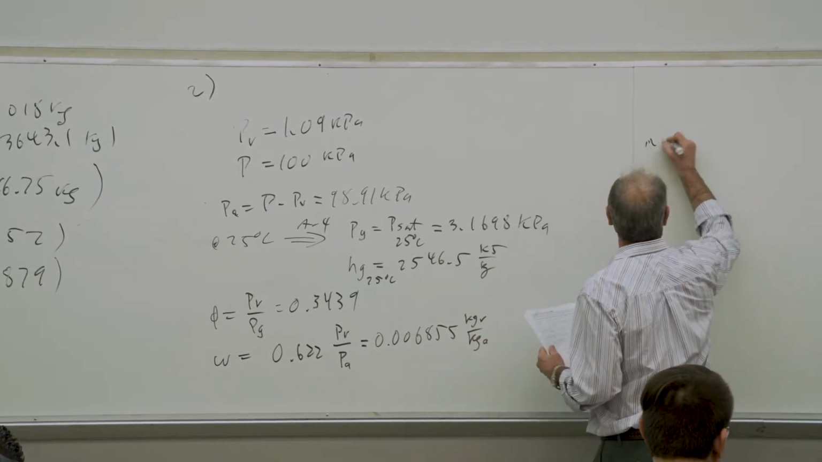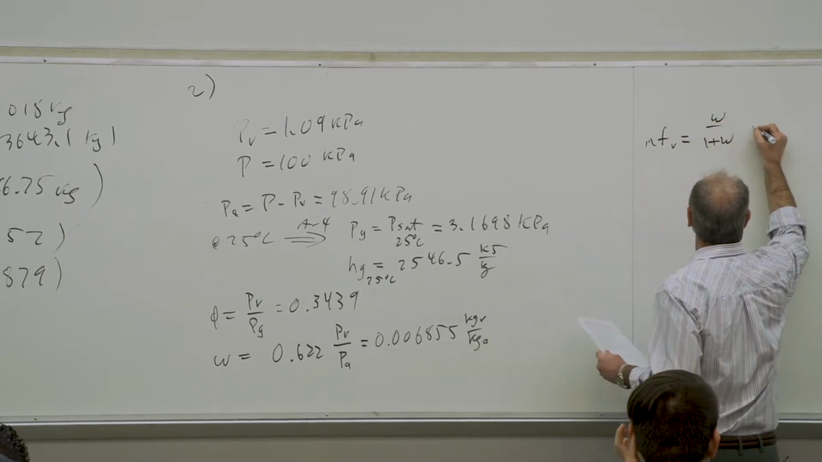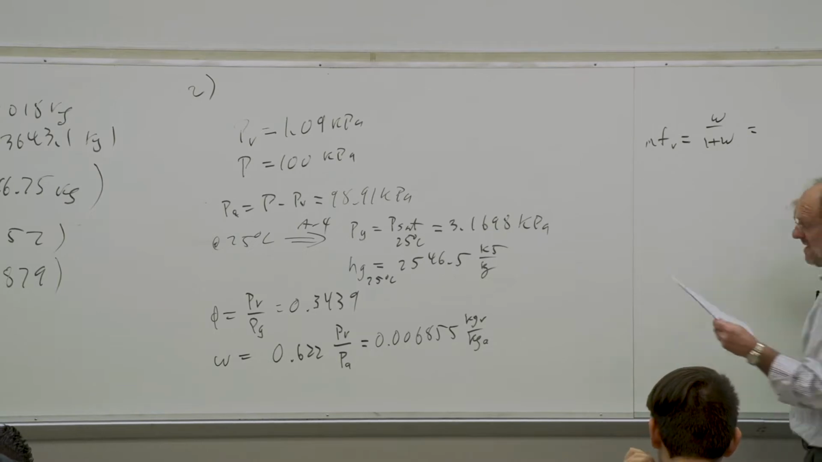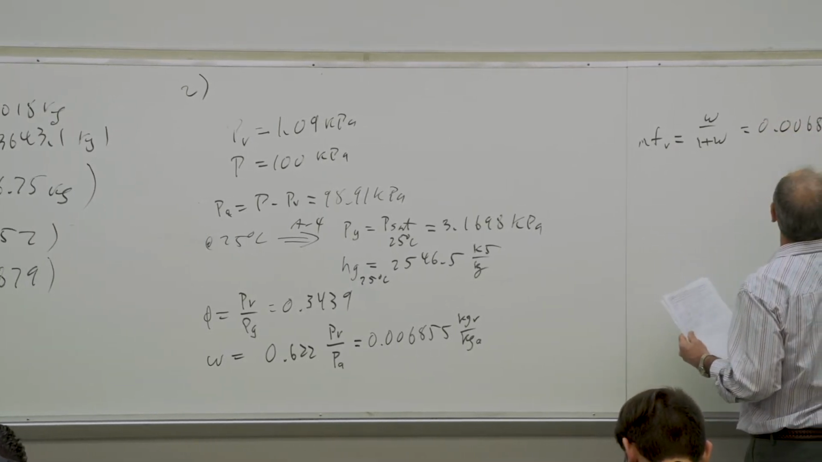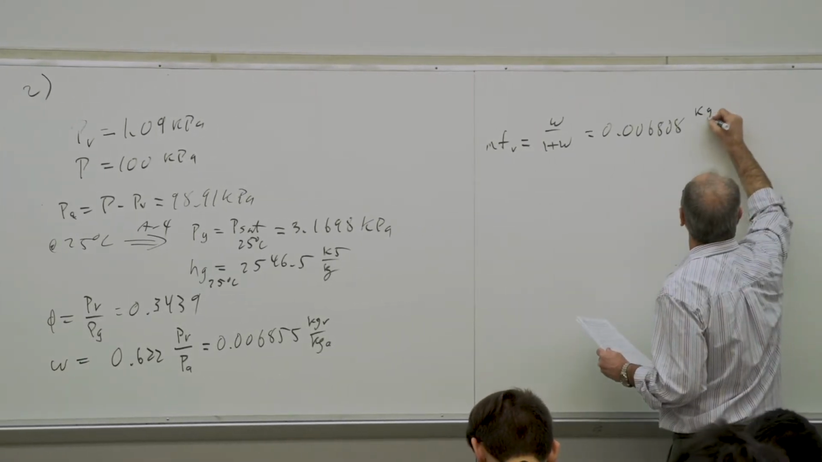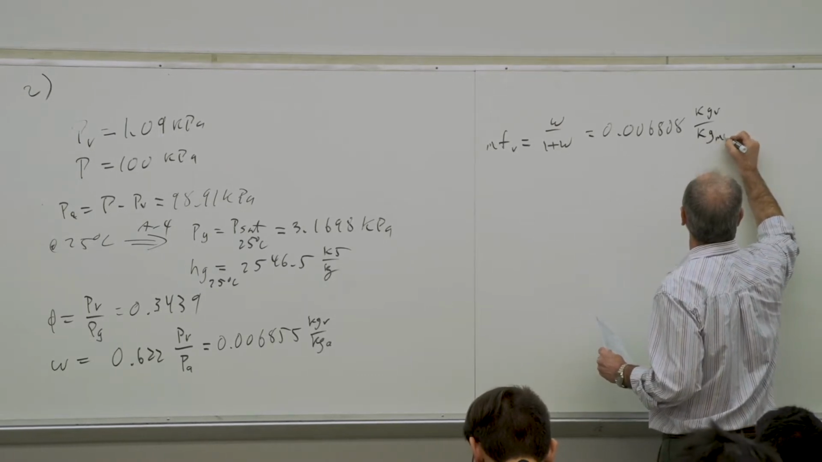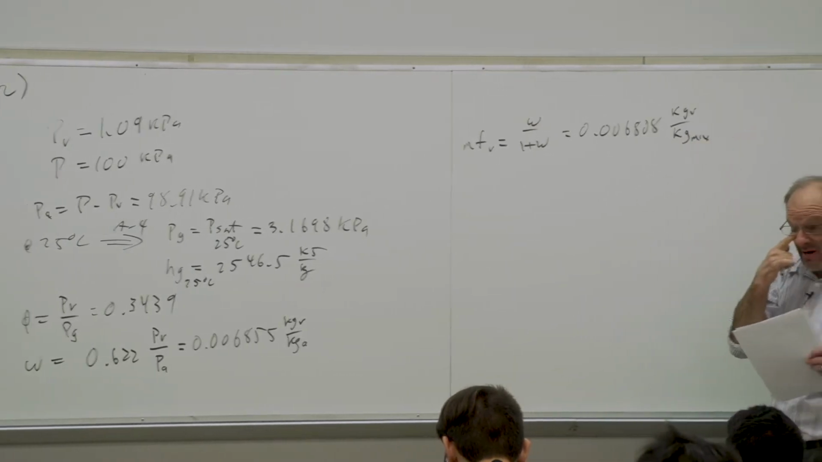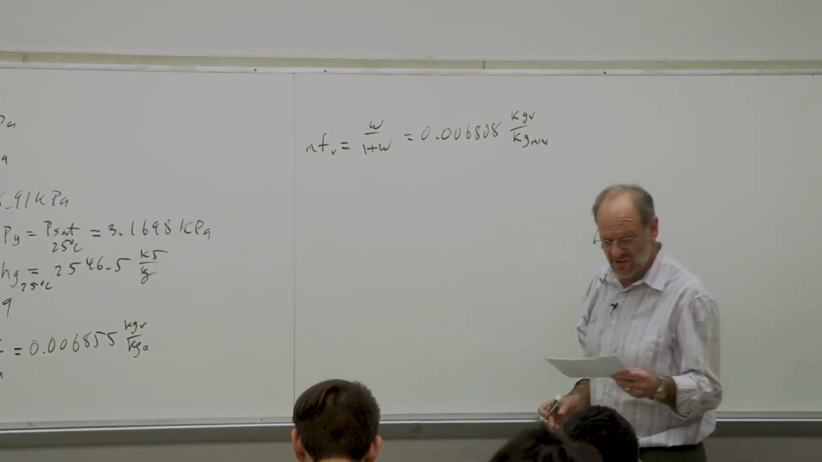Then the mass fraction of the water vapor is just omega over 1 plus omega. So this is 0.006808. And this is the mass fraction of water vapor in the mixture, so really should be kilograms of vapor per kilograms of the atmospheric air, that is of the mixture. A lot of students also forgot the units on this one.